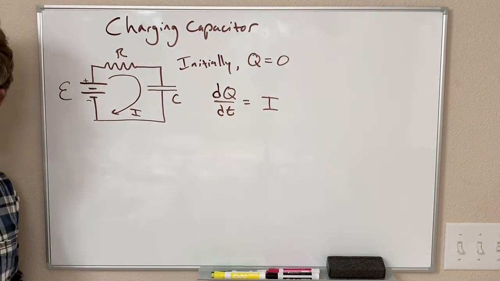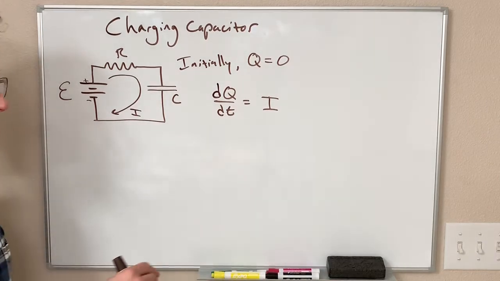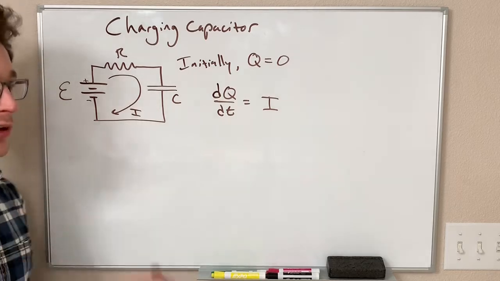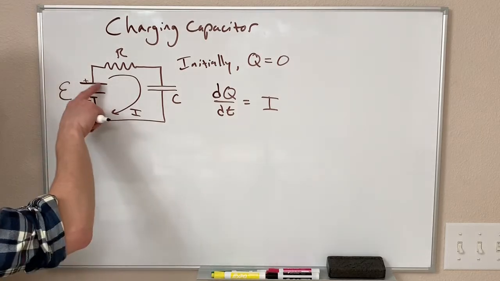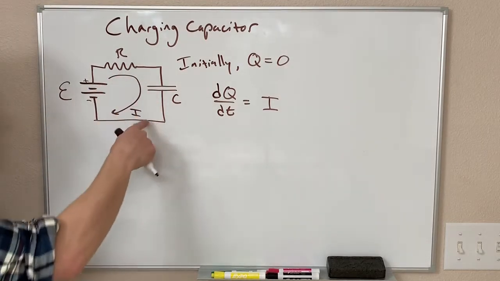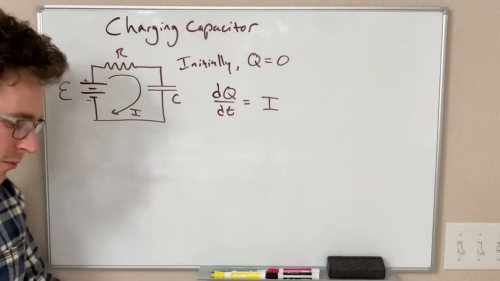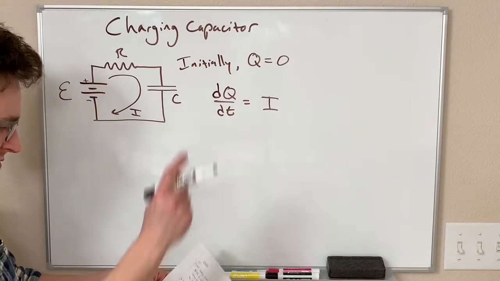For our discharging capacitor equation, we had a minus sign here because the current was coming off of the capacitor, but in this case, our current arrow, as we've defined it, is going onto the capacitor, so we do not have a minus sign there. Okay, so we know this.